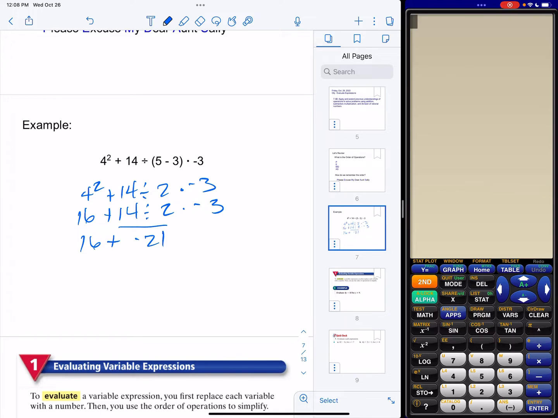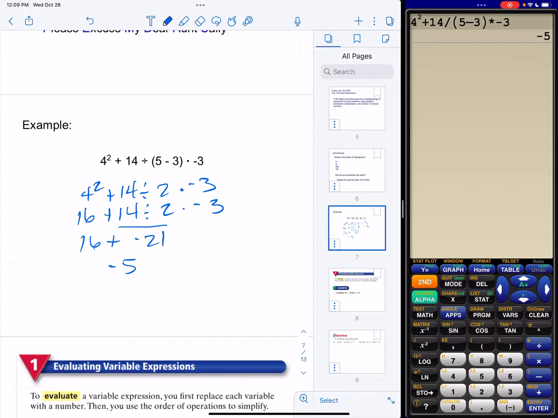And then last but not least, we add or subtract. So in this case, we have an addition, but because one's positive, one's negative, really we're going to subtract, and we end up with a negative 5 as our answer. Now we could type that into the calculator just to check to make sure that that is the correct answer. So 4, exponent key, 2, and get out of the exponents, plus 14, divided by parenthesis, 5 minus 3, close parenthesis, times negative 3, enter, and you'll notice we did get the same answer both times.